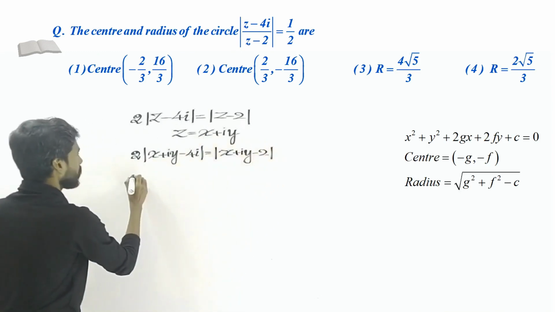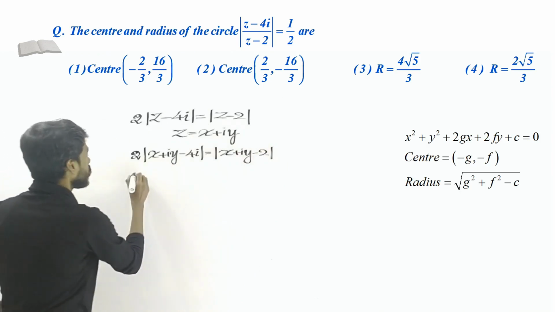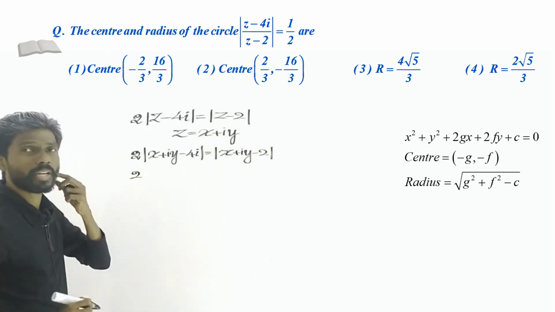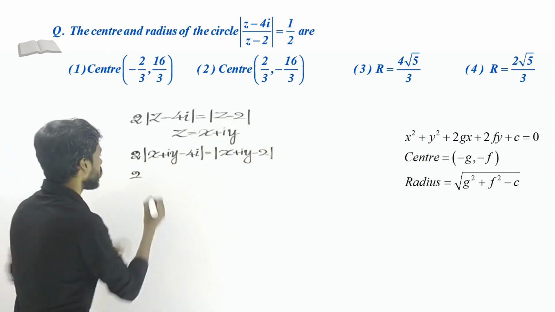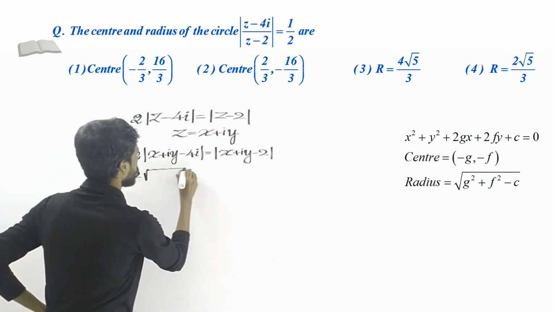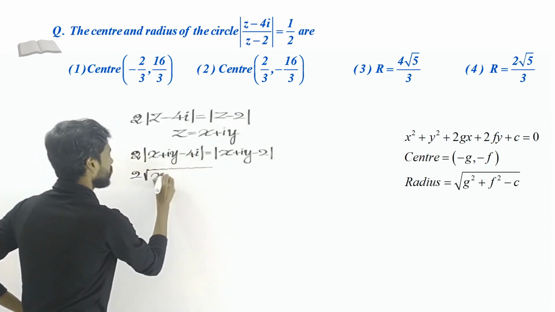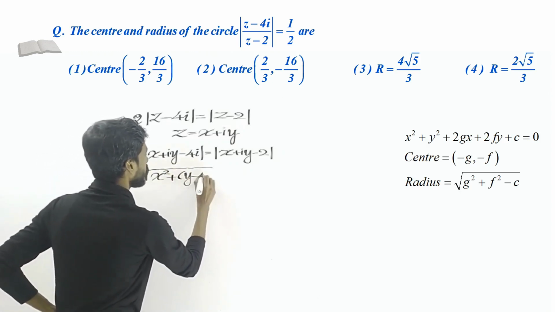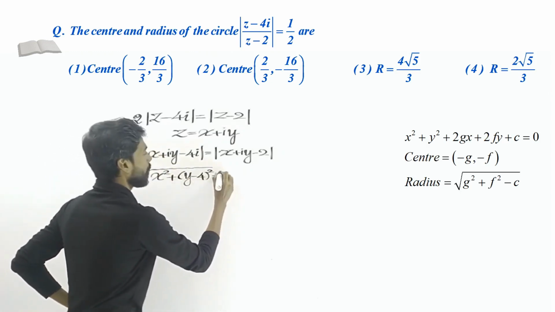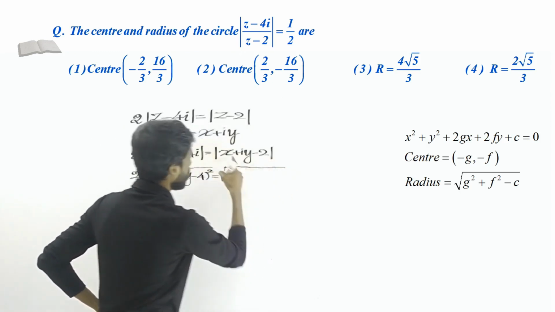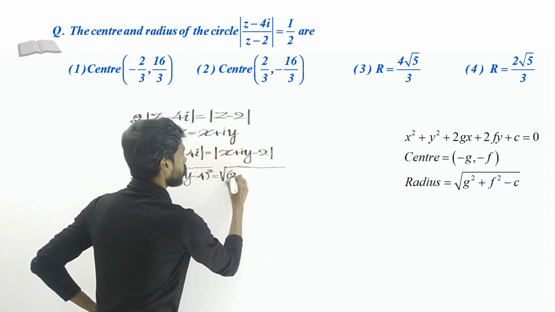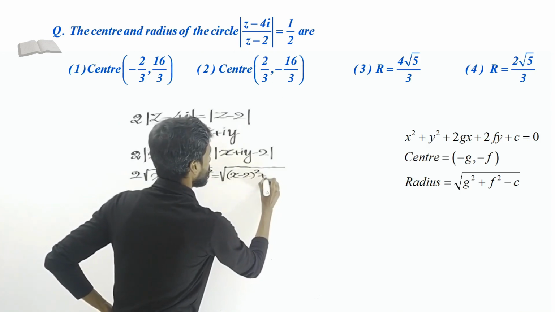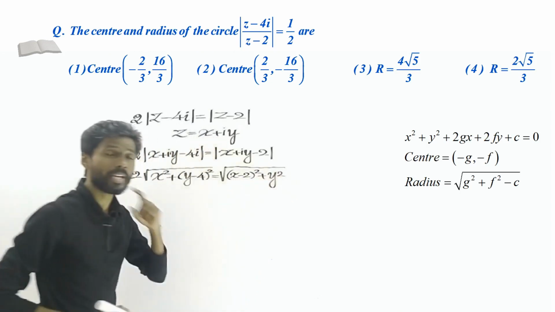Okay, so let's simplify this. Let's take the modulus of this. So that is 2 times, and modulus means what? Real part square, which is x square, plus imaginary part, which is y minus 4, so y minus 4 square, under the square root. That equals, similarly, square root of the real part x minus 2, so x minus 2 square, plus y square. So let us simplify this.